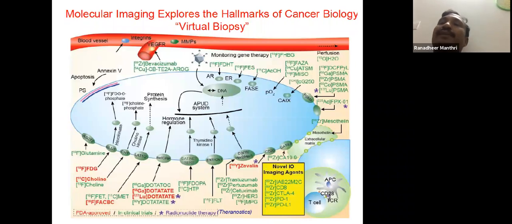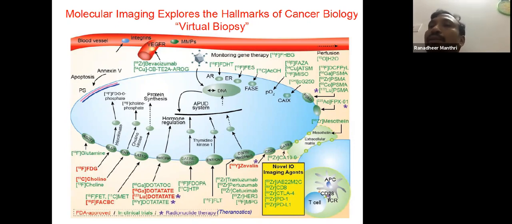So this is the final slide. In the last 2-3 slides, I'll finish it. The molecular imaging explores the hallmarks of cancer biology. This is called virtual biopsy. VEGF receptors, bevacizumab, apoptosis, annexin. Glutamine is because of small chain transporters, and FDG, glucose metabolism, choline synthetic pathway, fluoroethyl tyrosine, L-amino transporter pathway, gallium dotatate somatostatin receptor binding, and DOPA. This is because of again amino acid transporter mechanism, and FLT, that is thymidine kinase.